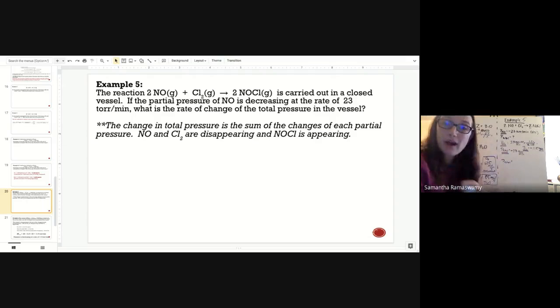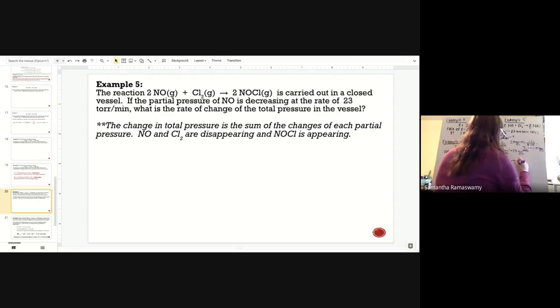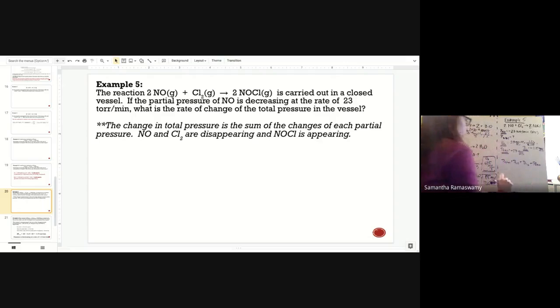But this is why the positive and the negative was important. Because if I'm adding them up, I still need to be taking into account the ones that are decreasing and the ones that are increasing. So I'm going to add them up. I'm going to do the pressure of NO plus the partial pressure of Cl2 plus the partial pressure of NaCl. And I'm just going to plug in the numbers that we solved for or that we were given.